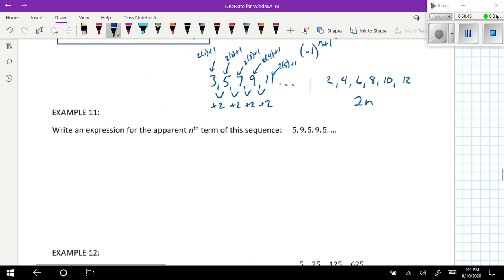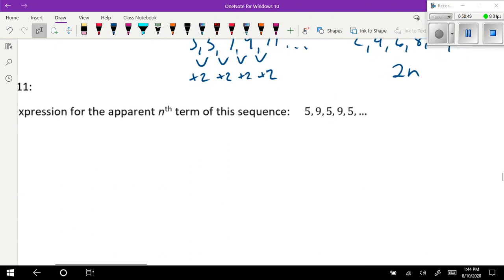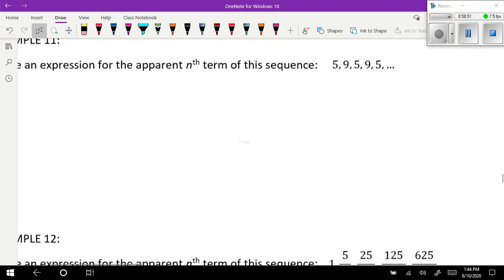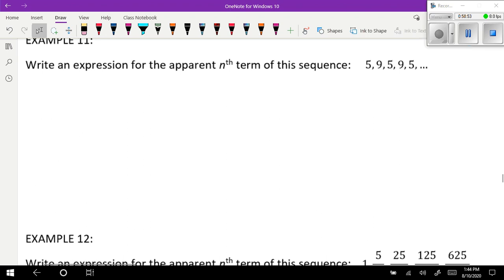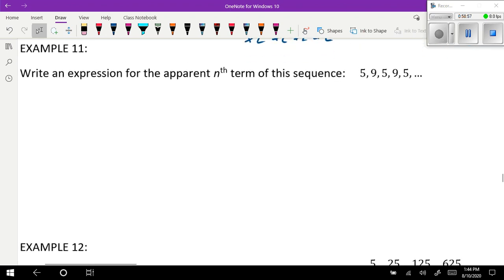Let's move on here. Example 11. So I have 5, 9, 5, 9, 5, and it's going to go 9 again, isn't it? I hope you know that, right? It's going to keep going, alternating between 5 and 9 and 5 and 9 and 5 and 9. We did one of these before, but it alternated between 5 and 3 and 5 and 3 and 5 and 3. And I told you then you had to find the number smack dab in the middle and then rewrite your sequence. So the number smack dab between 5 and 9 is 7.